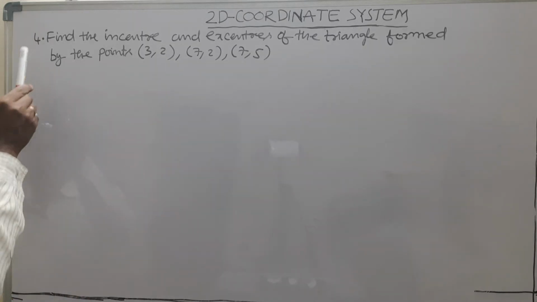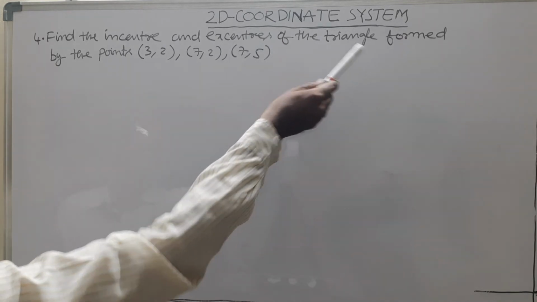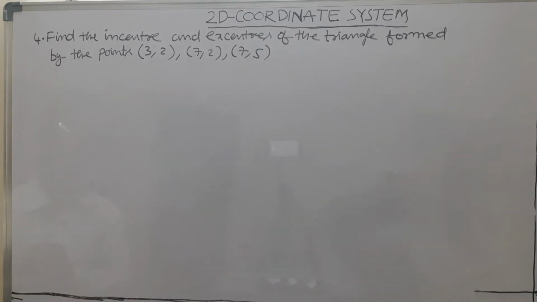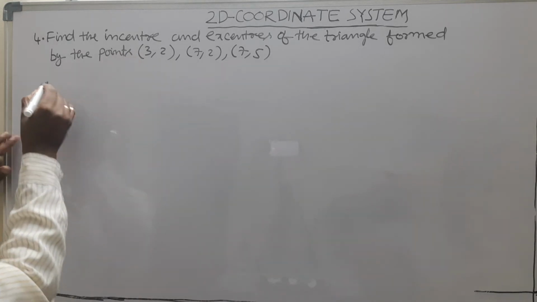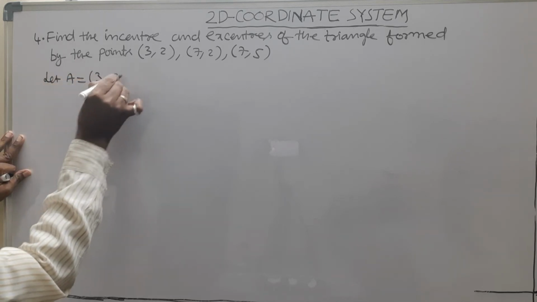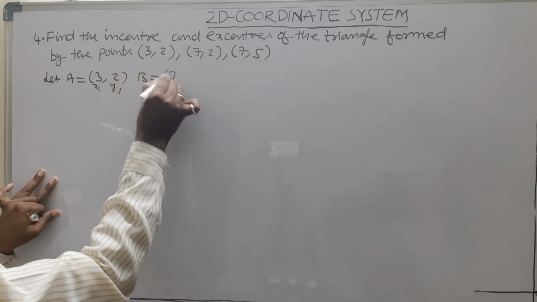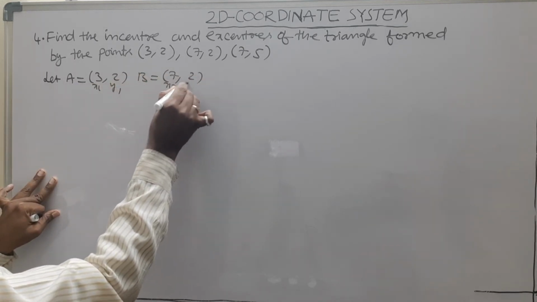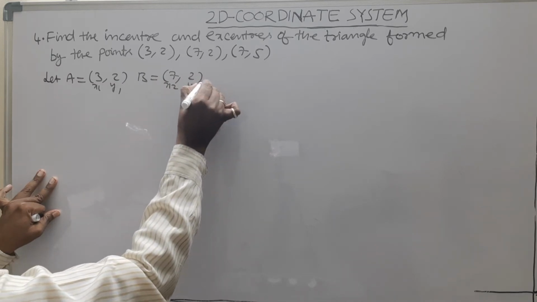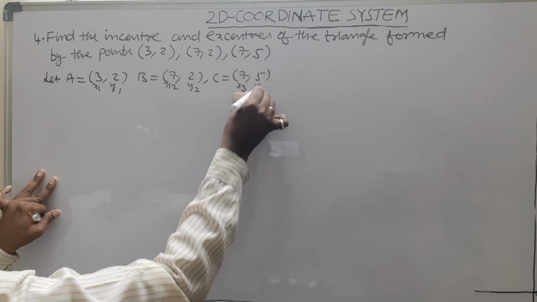Next question: find the incenter and excenters of the triangle formed by the points (3, 2), (7, 2), (7, 5). In the triangle, let the first vertex A be (3, 2), the coordinates x1 y1, B is (7, 2), the coordinates x2 y2, C is (7, 5), the coordinates x3 y3.